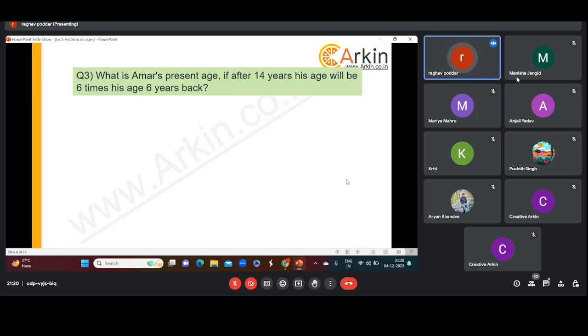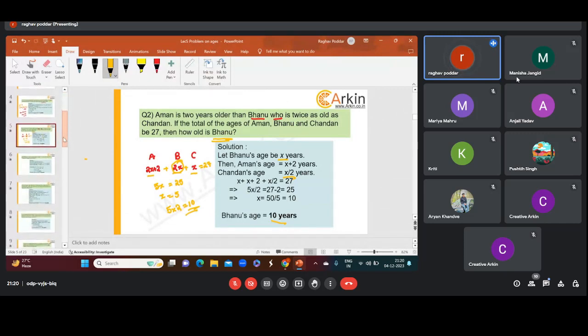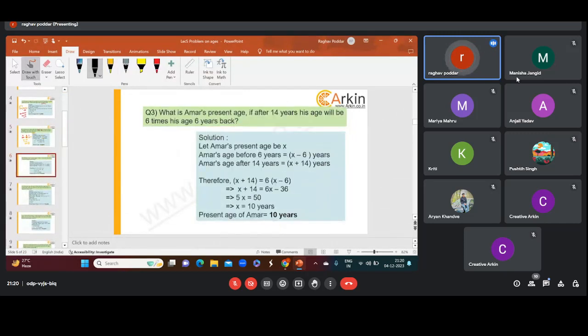Okay, so let's see how we do this. What is Amar's present age, if after 14 years his age will be 6 times his age 6 years back? Let me take Amar's present age as x. So his age 6 years back would be how much? This is the present age. From the present only you go into the past.